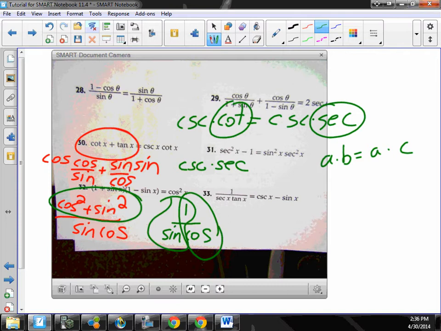We almost got the answer, but these are not the same thing. Every once in a while they will be. The cotangent graph and the secant graph will cross every once in a while. But having said that, they're not always the same. So this one does not have a solution. It is not an identity.